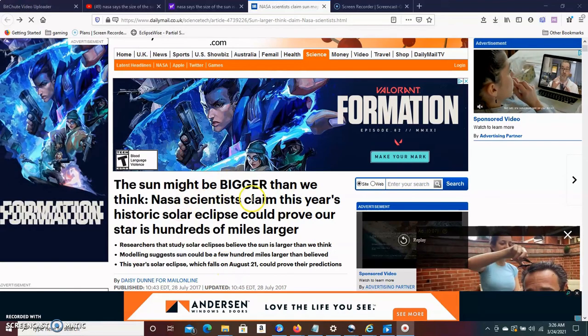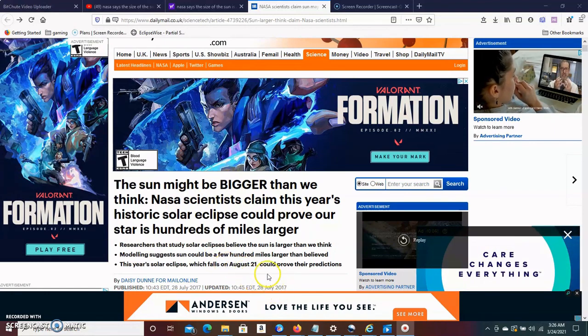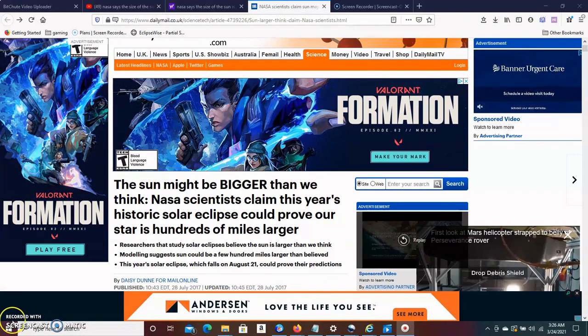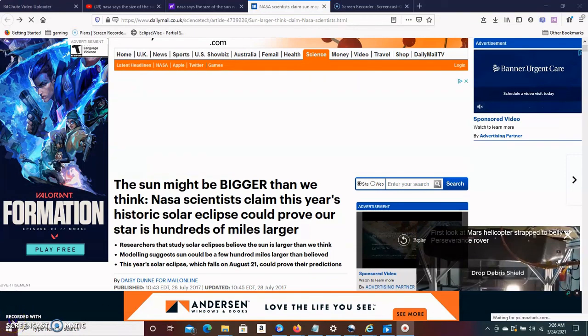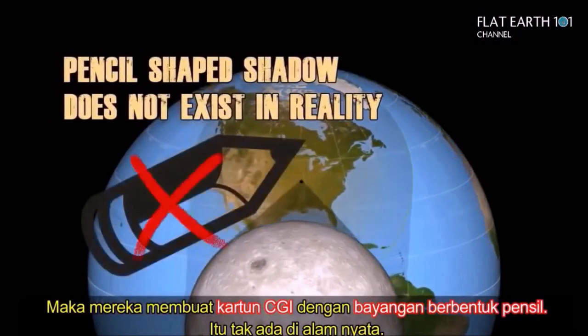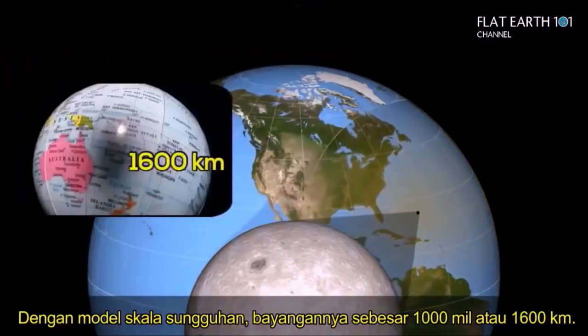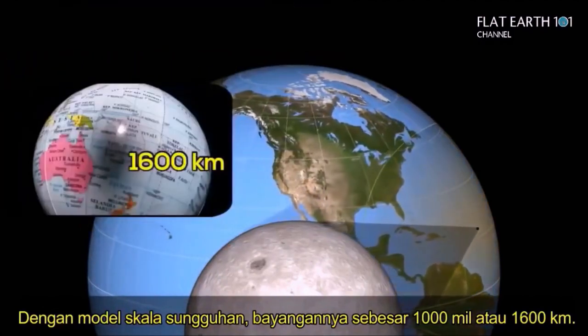Why are NASA scientists now claiming the sun is bigger? Because of the August 21st, 2017 total solar eclipse. Check it out. Though they make CGI cartoons with a shadow shaped like a pencil, it doesn't exist in reality. With a real-life scale model, the shadow is actually 1,000 miles or 1,600 kilometers.